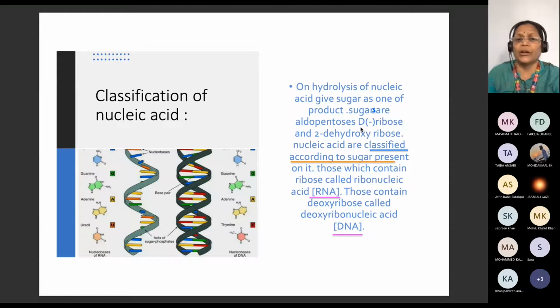Yes, hydroxy is mentioned, but it's actually 2-deoxy because only that oxygen we are removing. We are not removing hydroxy. Hydrogen has to be there, keep in mind. So nucleic acids are classified according to the sugar present in them. Those which contain ribose we call ribonucleic acid, RNA, and those which contain deoxyribose we call deoxyribonucleic acid, right?